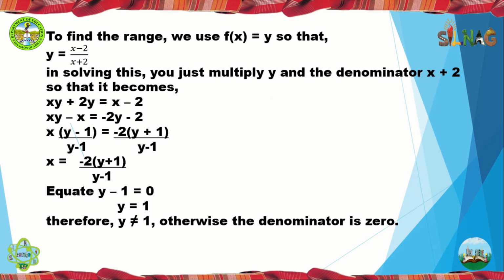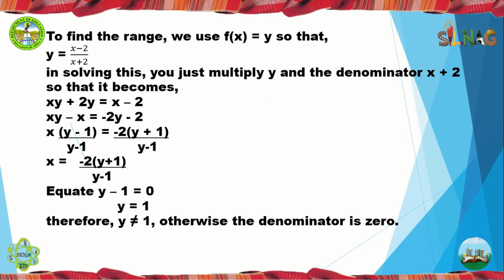To find the range, we use f of x is equal to y, so that y is equal to x minus 2 over x plus 2. In solving this, you just multiply y and the denominator x plus 2 so that it becomes xy plus 2y is equal to x minus 2. Then next, we transpose x at the left and 2y at the right. So we have xy minus x is equal to -2y minus 2.